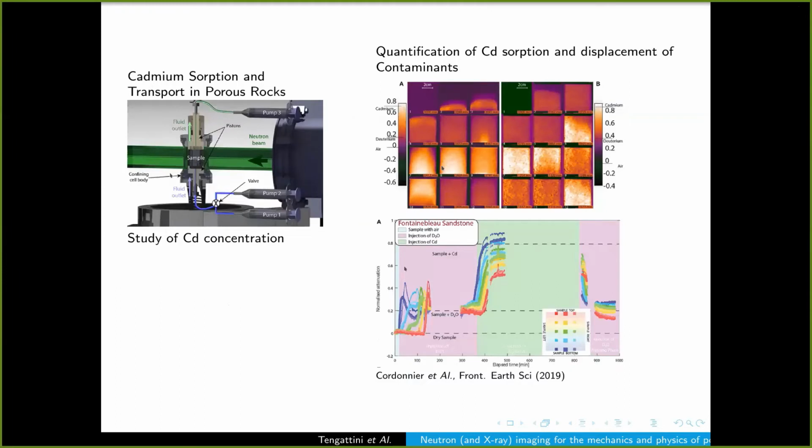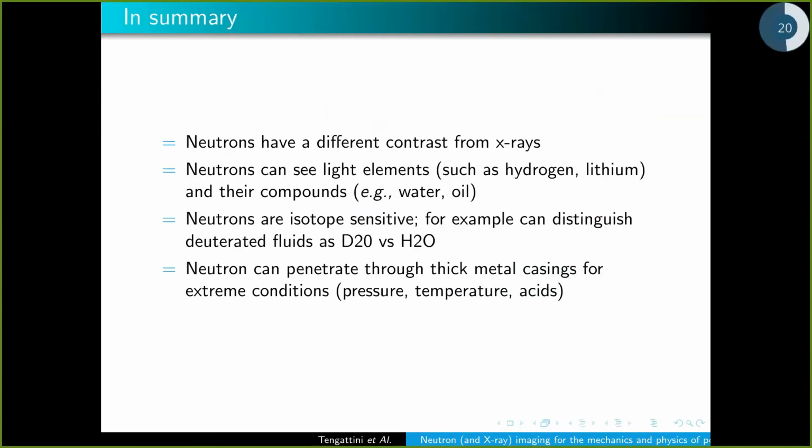Similarly, we can also exploit other types of contrast than just hydrogen, but for example, studying the absorption of cadmium, which once again is somewhat transparent to X-rays, which is instead very, very visible to neutrons. And we can put some cadmium in a rock and try to see how many pore volumes we need to inject to completely clean this rock.